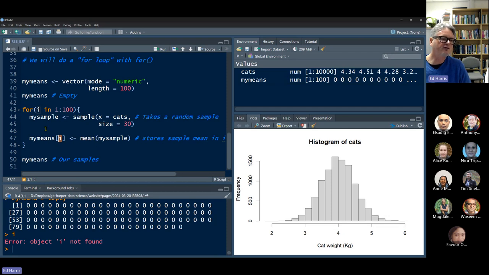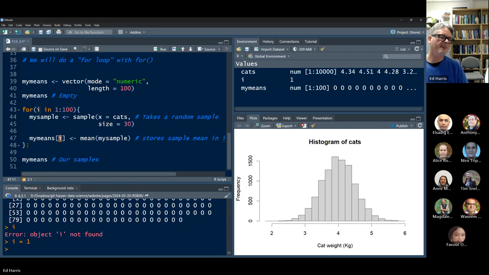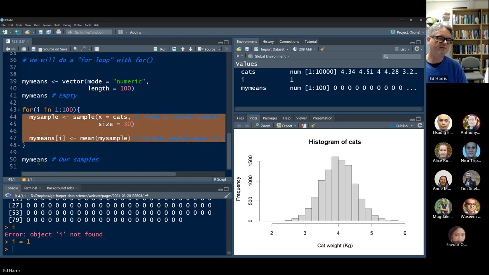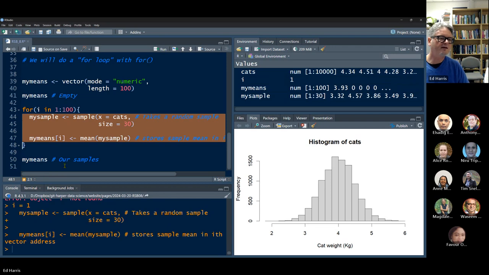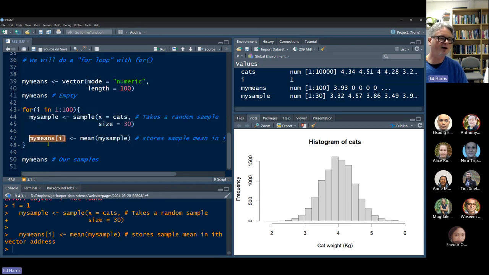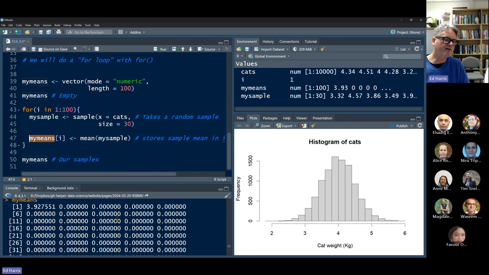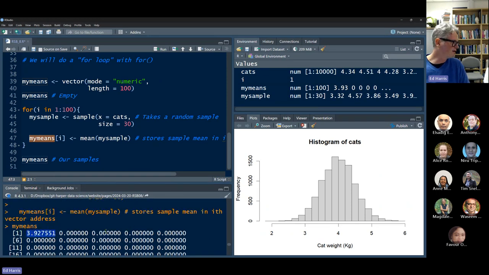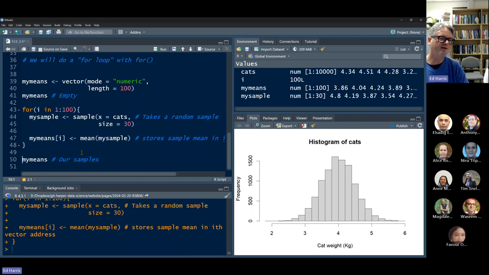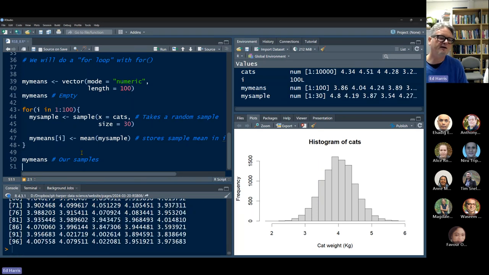So the first time this runs with I equals 1, if I just set I equal to 1 and I were to run this code, then I were to ask, well, now what's in all of my means? You see all zeros except for the first one, which now contains the mean of a sample of 30 cats from 1,000. The magic is that if we want to do it for all 100, we just have to hit go. 3, 2, 1, boom.